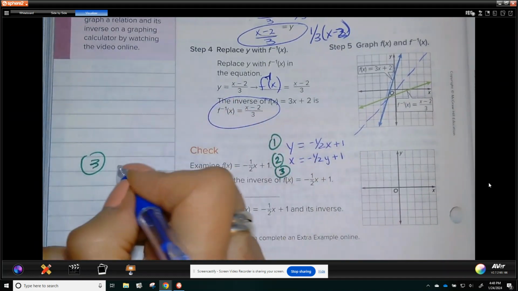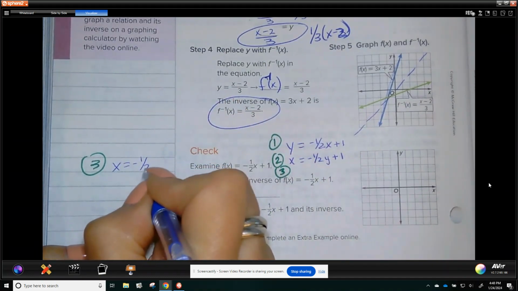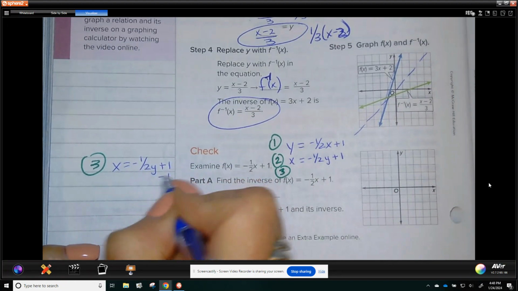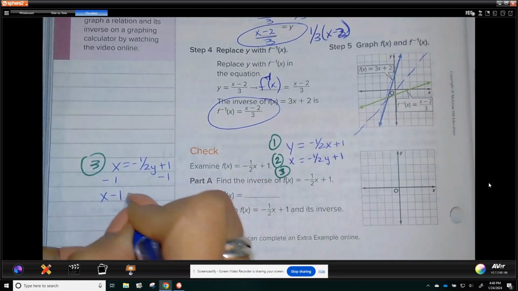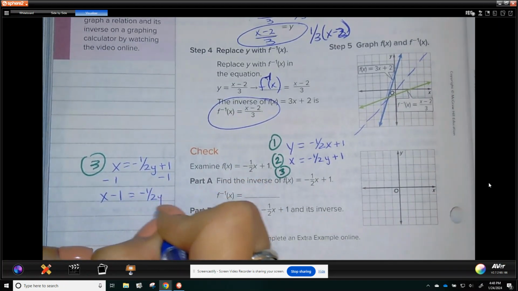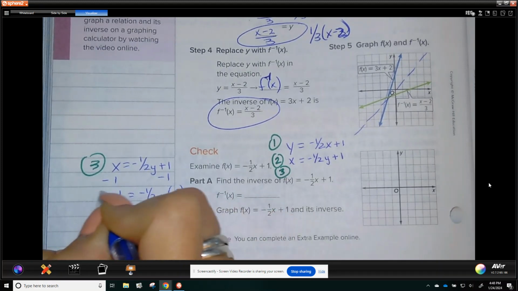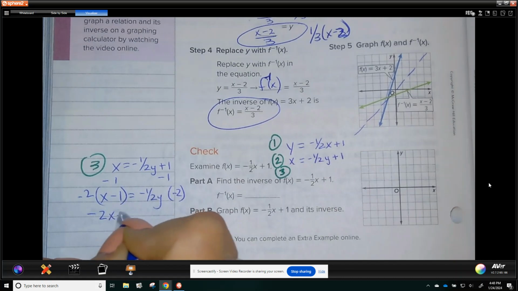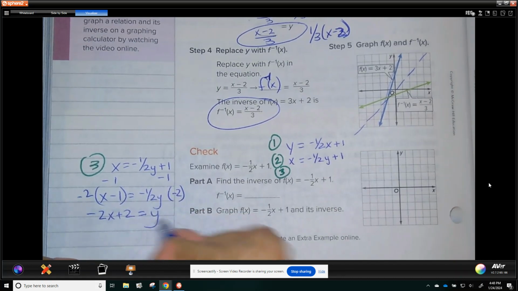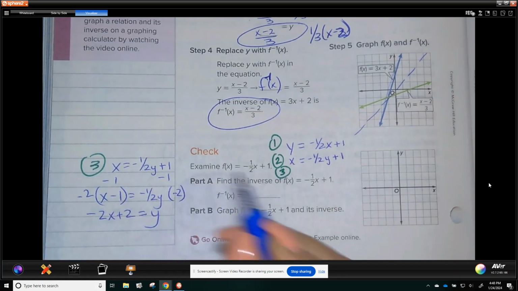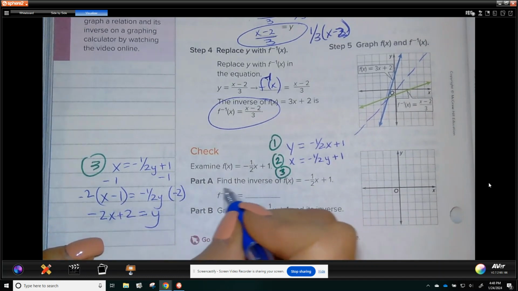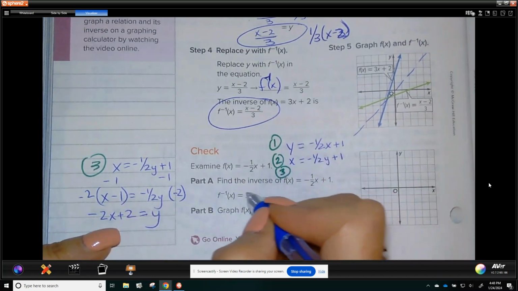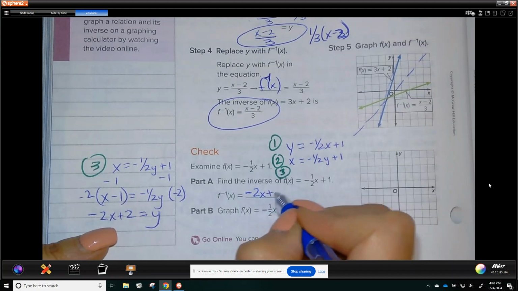and rewrite it. x equals -1/2 y plus 1, subtract 1. x minus 1 equals -1/2 y, multiplied by -2. -2x plus 2 equals y. Now you rewrite it with the little inverse -1, so it's -2x plus 2.